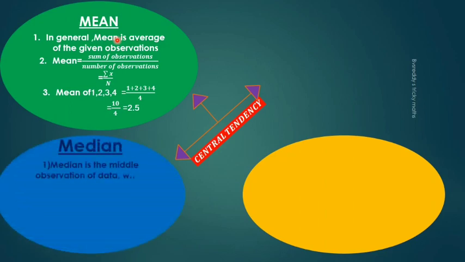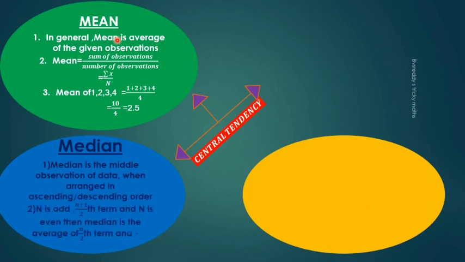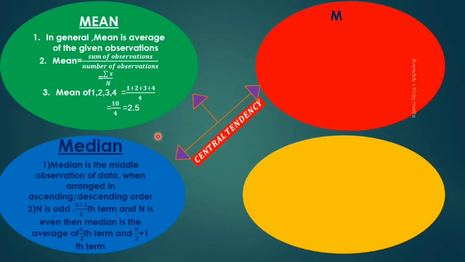Now we go to median. What is median? Median is the middle observation of data. When we arrange it in ascending or descending order, we get that one value. If n is odd, the (n plus 1) by 2 th term is the median, and if n is even, the median is the average of the n by 2 th term and the n by 2 plus 1 th term. In this way we can easily find the median of ungrouped data. Now we can calculate the mode. So in central tendency we take mean, median, and mode.